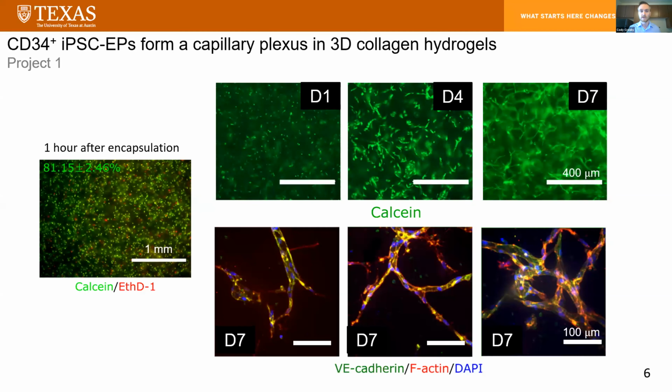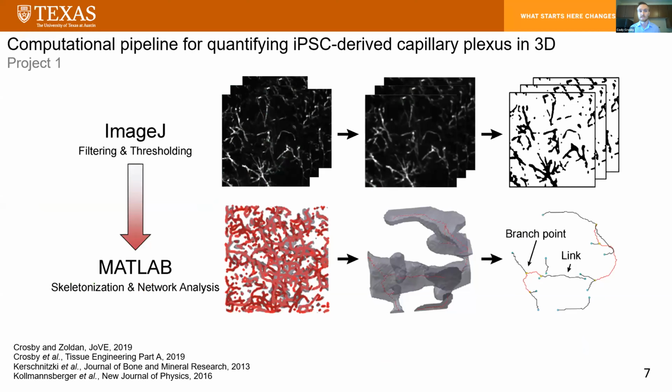Most critically, in the first project, we were able to develop a novel computational pipeline to quantify iPSC-derived capillary plexi in 3D. Specifically, we use 2 programs, which many of you are familiar with and are open source to most academic laboratories, assuming they have the MATLAB license, ImageJ and MATLAB. So in ImageJ, we performed the filtering and thresholding. So we acquired these 3D stacks on a spinning disk confocal microscope. We then did a variety of filtering techniques to remove any dead cells and spurious noise. And finally, we thresholded to create these segmented images as shown here.